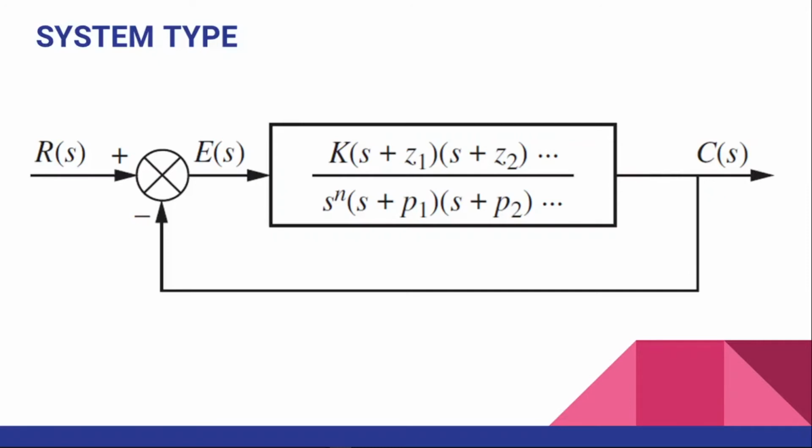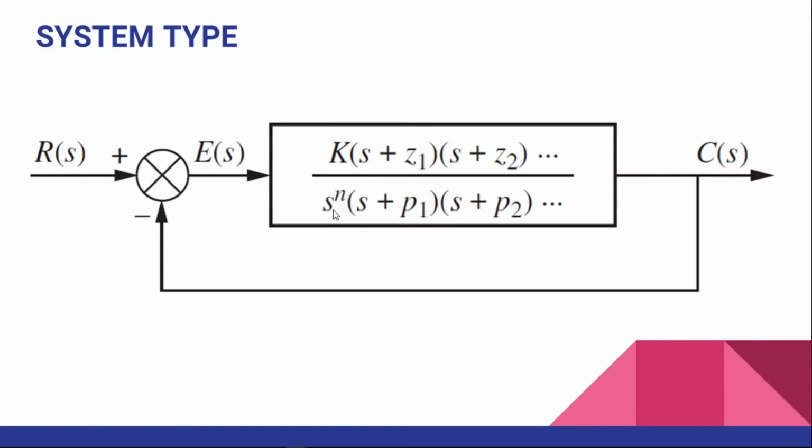Hello guys, my name is John Luna and I'll be talking about the different system types. Considering this figure of a system, we have a function G(s) equivalent to K multiplied by the quantity (s plus z1) and (s plus z2) and so on, all over s to the power of n multiplied by the quantity (s plus p1), (s plus p2) and so on. With this we can define system type to be the value of the exponent n in the denominator. We could call this the number of pure integrations.